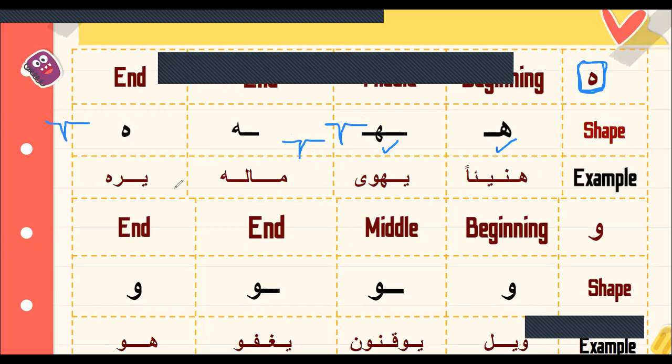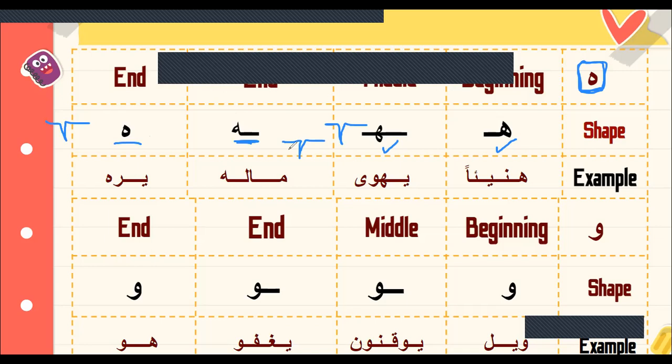You can never find it in PowerPoint and so on because it's not on the keyboard. So for the ha, this is another shape of ha. This, like the ta marbuta, comes at the end, but it's like the ta marbuta with no dots. This as well comes at the end with no dots.